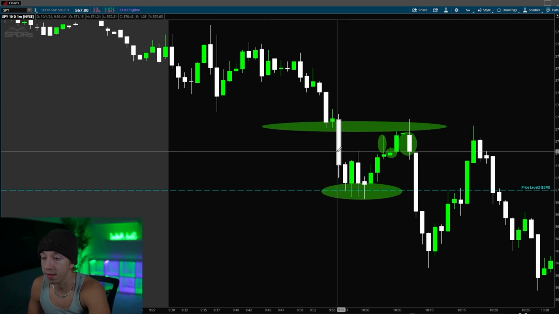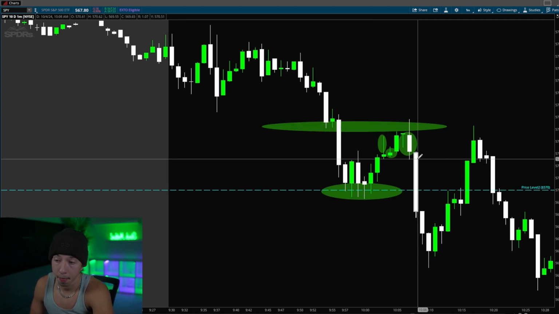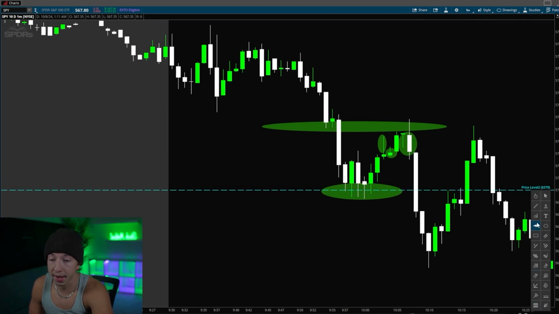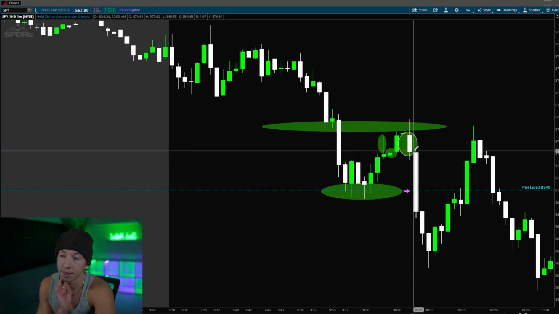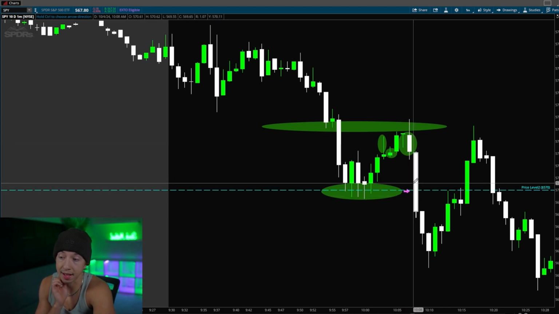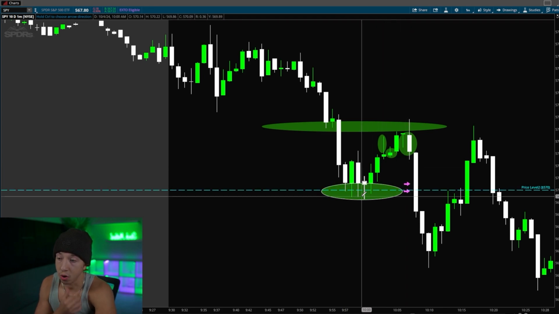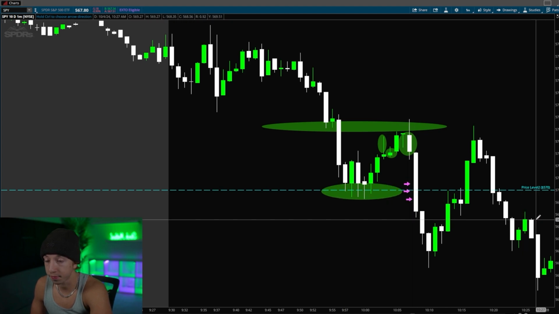We had that pullback, then a continuation. We're reacting at the same exact area. Tape was going crazy. We come down. Once we break out of this 570, you could either A, get in at that 570 break, B, anticipate this once we reach under probably the low of that candle right there, or C, wait for the low of this, which is right there.